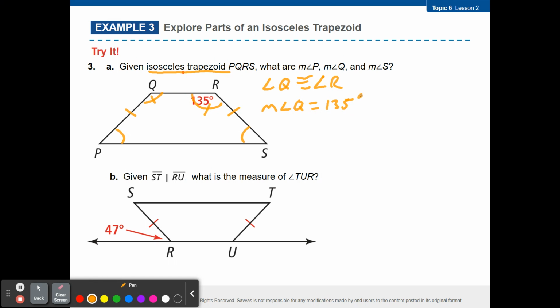Now, according to our foldable, just under the properties of a trapezoid, it says that adjacent angles are supplementary. So this is going to be supplementary to this if we want to find the measure of angle S. For the measure of angle S, we're going to have 180 minus 135, which gives us a total of 45 degrees.